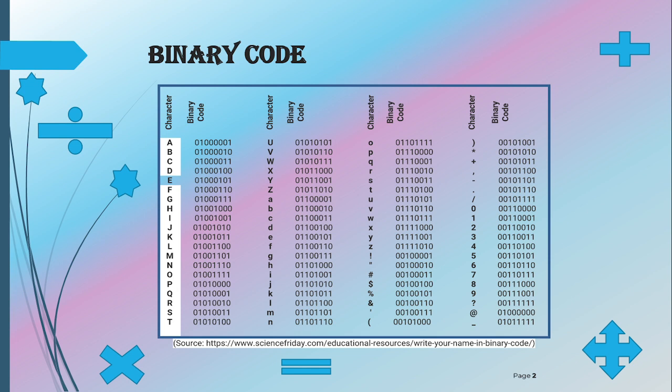So in this table, it shows an 8-bit binary code sequence using the UTF-8 binary code. As you can see, we have the column for the character and the corresponding binary code. You can see we have the letters, numbers, symbols, and others.